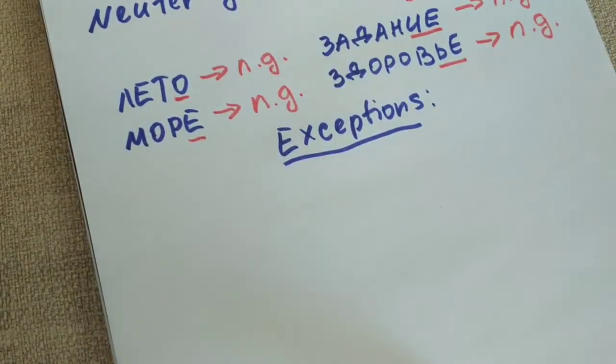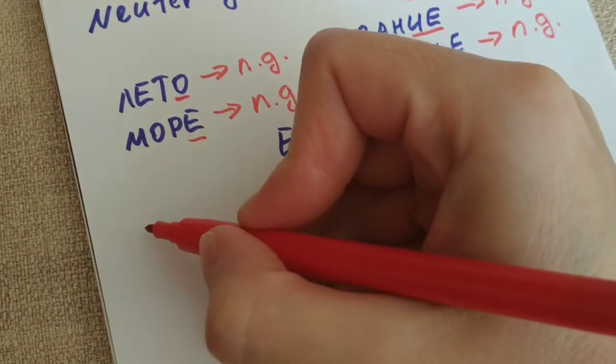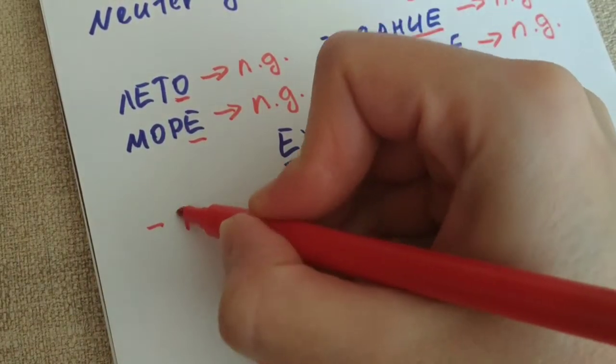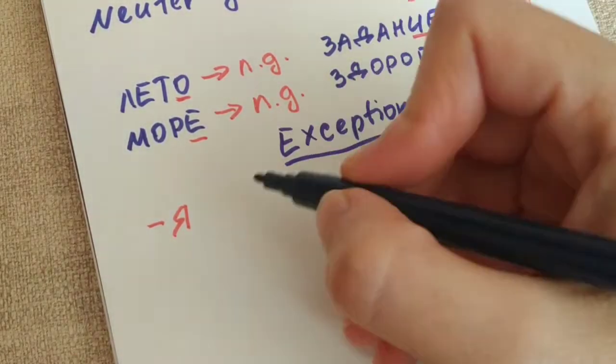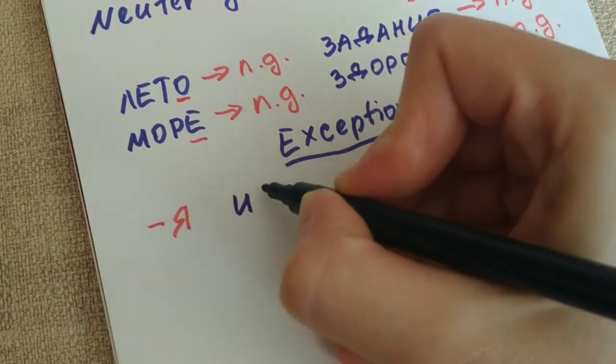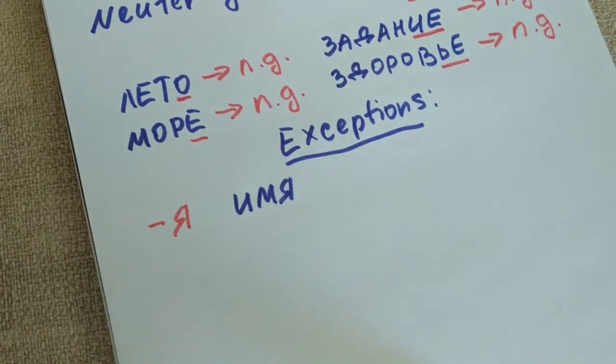So, which are the exceptions? The first exception is that some nouns ending in ya may belong to the neuter gender. What are these exceptions? Let's see. This first noun is имя.